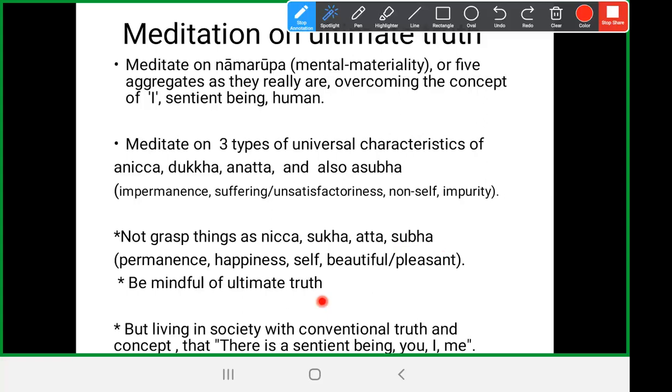But when we live in a society, in your home, with your colleagues, with your family, we still need to have conventional truth or live with concepts. So you need to say, oh, there's I, there's you, there's my father, there's my mother, there's my Buddhist center, all right? But as a Vipassana meditator, you should always keep the idea of impermanence, suffering, non-self, and impurity.